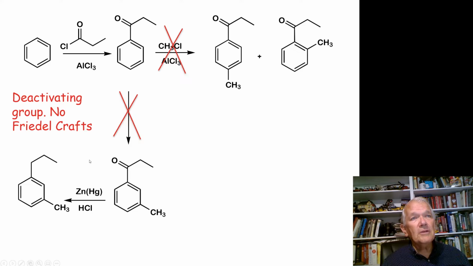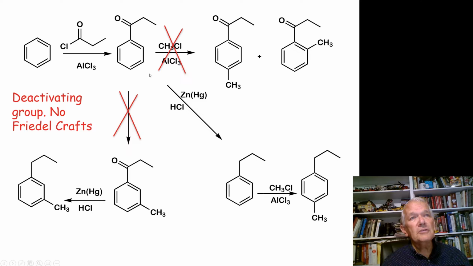So the trick, of course, is to reduce first. Reduce first to the propyl group, then do the methylation. Now, again, this methylation could give you some ortho product, but now this propyl group is pretty big up here, and so there's a steric incentive to go to the para position, so your yield is probably going to be pretty good. So that's a pretty good illustration of how playing around with these different groups, you can get different reactions or get different patterns of substituents, and you just have to stop and think about it.